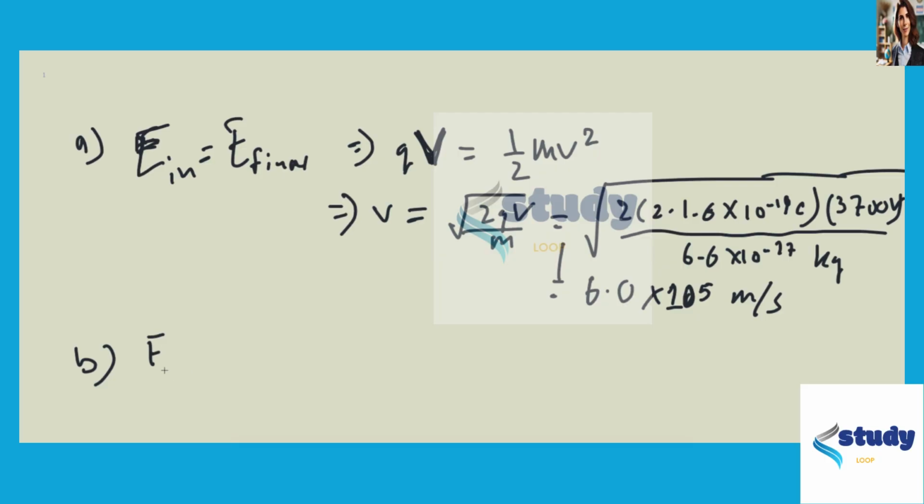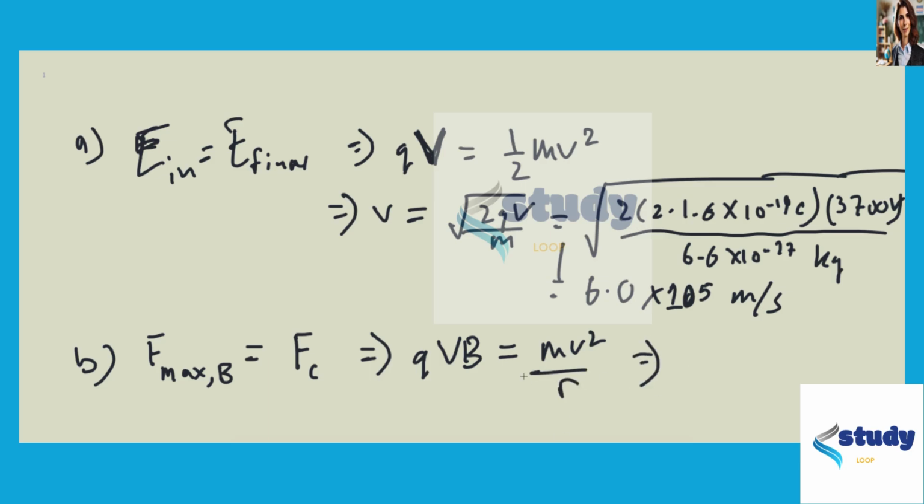In part B, we're equating forces. So the maximum magnetic force, F max sub B, will be equal to the centripetal force, Fc. In other words, qvB, which is the maximum force due to the magnetic field, equals mv squared over r, the centripetal force. Therefore, we can make r the subject, which is what we want here. So r will be mv over qB. By the way, this v here in qvB is the same as this v here, which is the velocity.